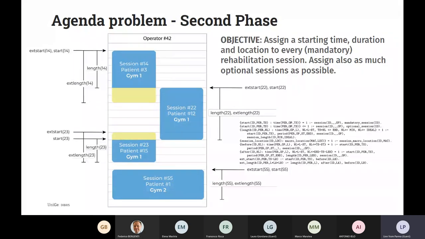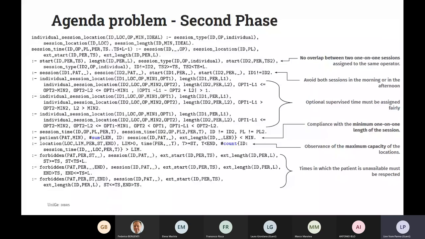So in the second phase, you have a lot of constraints. You don't have to have overlaps between two one-on-one sessions. You need to avoid having both sessions in the same part of the day, because a patient can have up to two sessions per day, so you need to avoid having both in the morning or both in the afternoon. You have to move them during the day. And then you also have to assign fairly the supervised optional time. You cannot give a lot of optional time to only one patient, but you have to distribute the time fairly between all the patients.